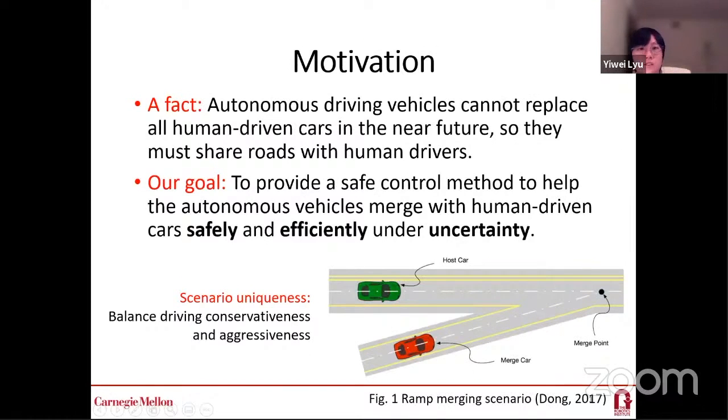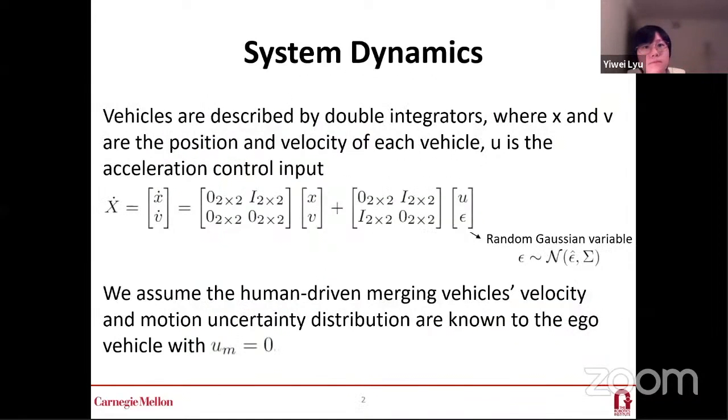It is a fact that autonomous vehicles will have to share roads with human drivers before they completely replace all the human-driven cars. So our goal here is to provide a safe control method to help the ego vehicles merge with the human-driven cars safely, efficiently, and under uncertainty. The uniqueness of this scenario is that we need to balance driving conservativeness and aggressiveness.